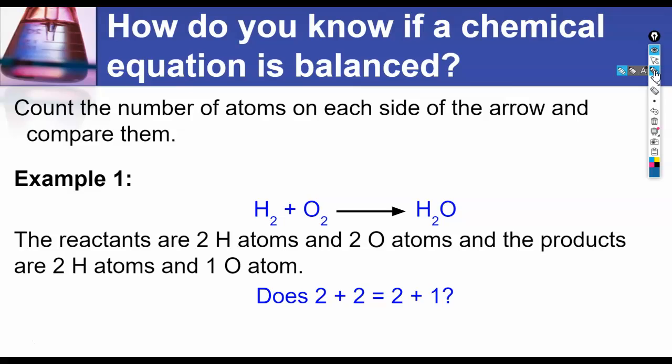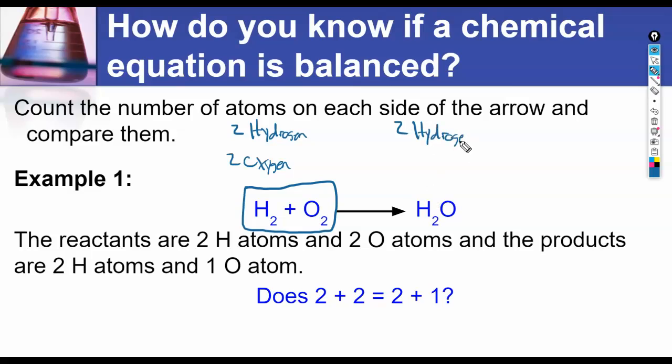So for example, on the left side here, on the reactant side, if you count how many atoms we have, we have 2 hydrogen atoms, because we have H2, and then we have 2 oxygen atoms, because we have O2. On the right side, on the product side, notice we have 2 hydrogen atoms, because we have H2, but now we only have 1 oxygen.